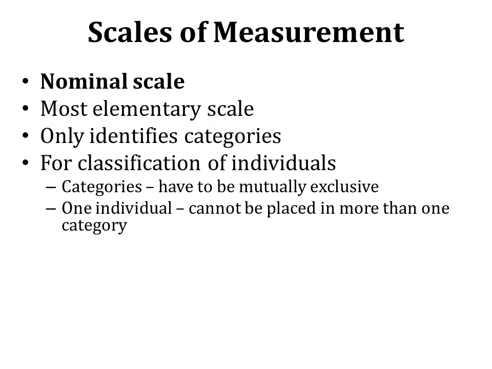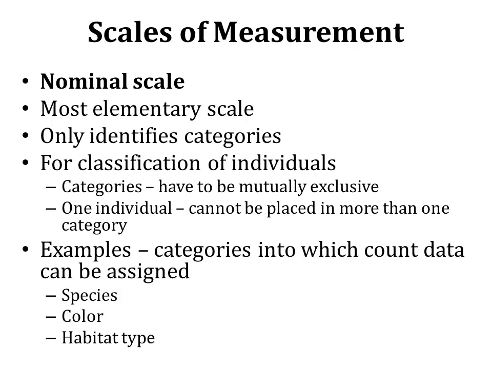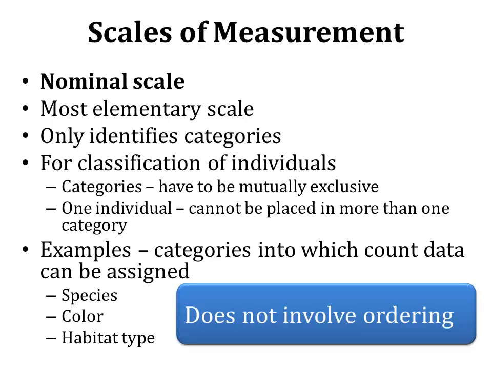So it only identifies individuals and places them into different groups or categories, for example, according to their species type, their color type, or their habitat type. So it does not involve ordering. Like if you place them in any order, that order doesn't have any kind of meaning.